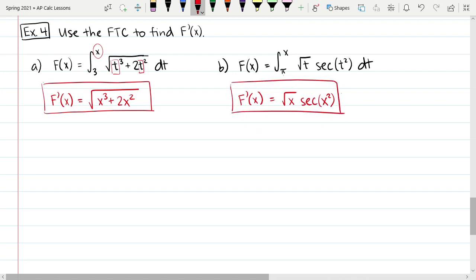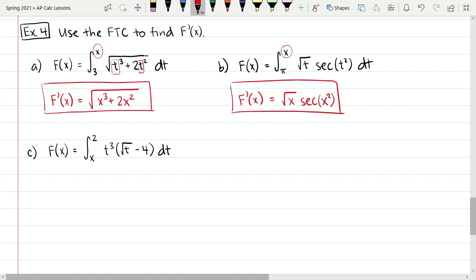Okay, so nice and easy, right? So yes, there is a catch, but only if it's not set up exactly this way. So again, I want you to notice for both of these examples, our function was defined as an integral from a lower limit that was a constant up to an upper limit that was just x. So as long as that's your setup, then finding the derivative of that function is as straightforward as just replacing the t's with x.